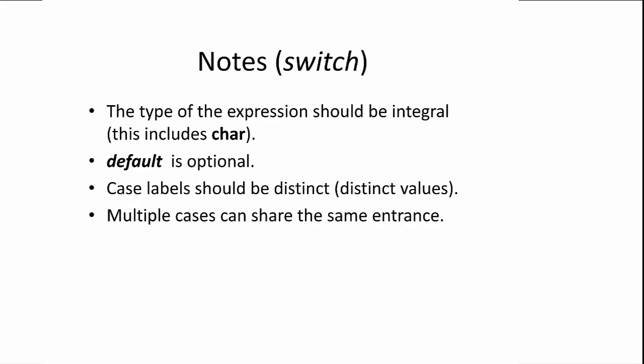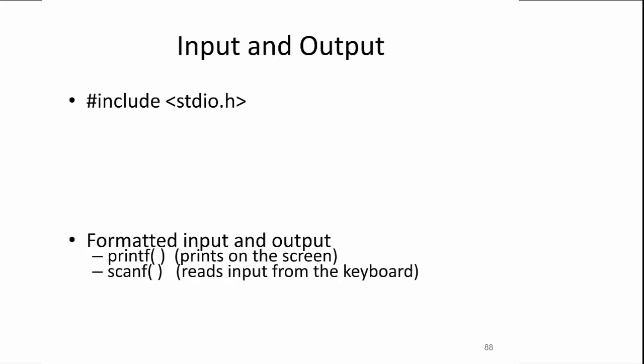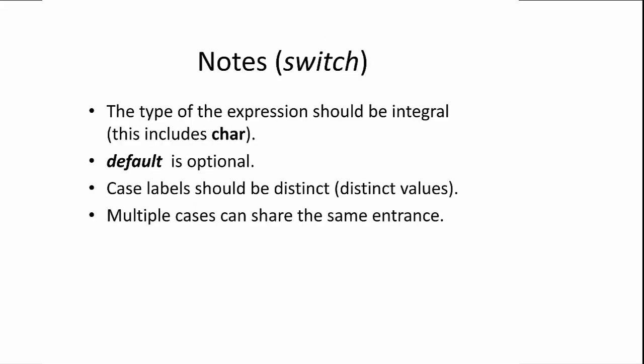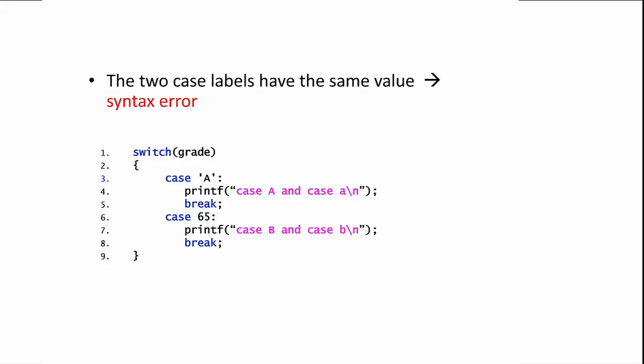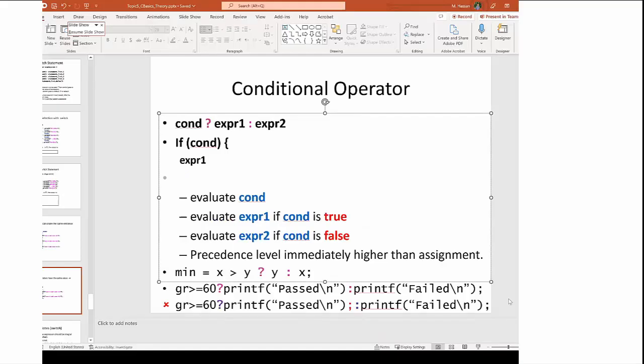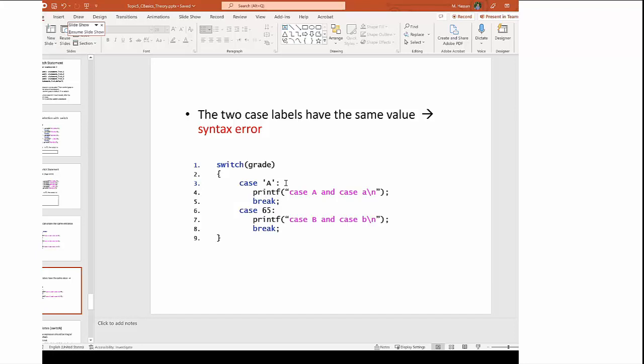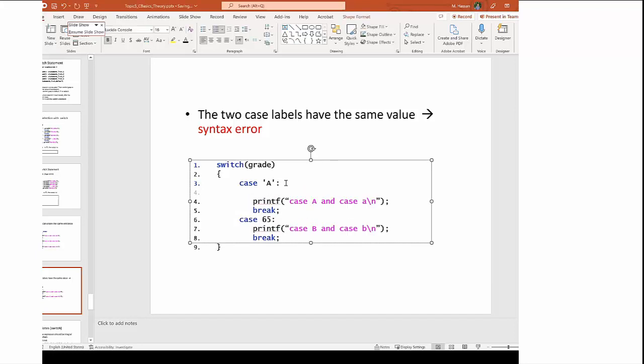The last bullet point here is what we discussed in the previous slide, which is that cases are mutually exclusive. They must be distinct, right? And multiple cases can share the same entrance. What does this mean? Simply here, I can have something like case A capital or case A small, and I print something. So I can have 2 cases. Let me just write it for you. So this is what it means by multiple cases can have the same entrance.